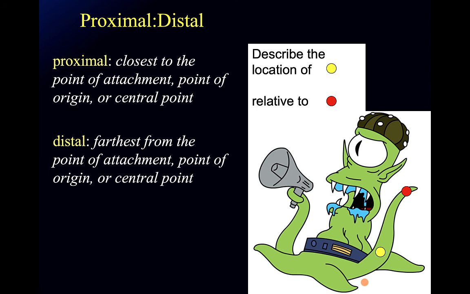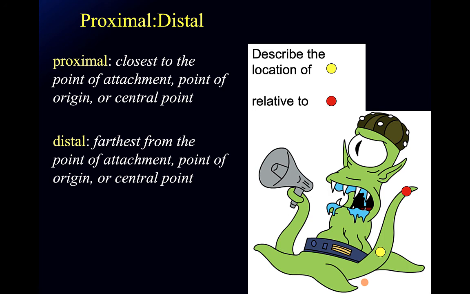Our next pair is proximal and distal, and these may be the ones that you are the least familiar with. I know I was when I learned anatomy. Proximal means closest to the point of attachment, point of origin, or central point. Distal means the furthest from a point of attachment, point of origin, or a central point. So we're usually going to use these on limbs, but I could also use these things to talk about something like the intestine. The small intestine begins at the stomach, that would be the proximal end, and it ends where it connects to the large intestine, that would be the distal end.